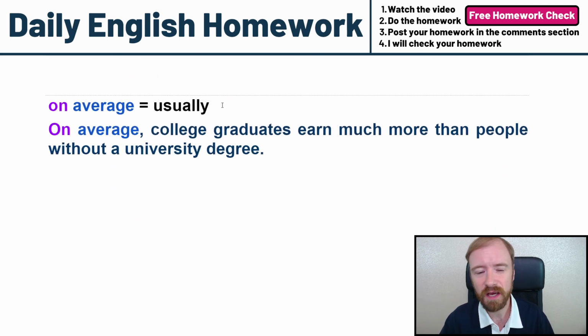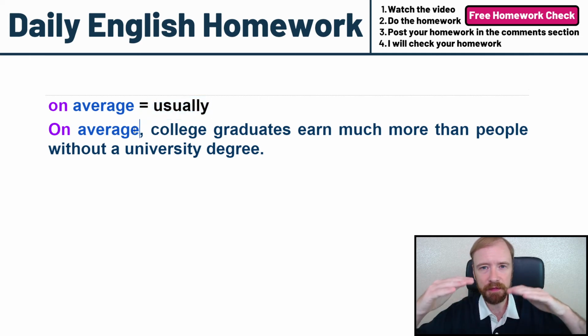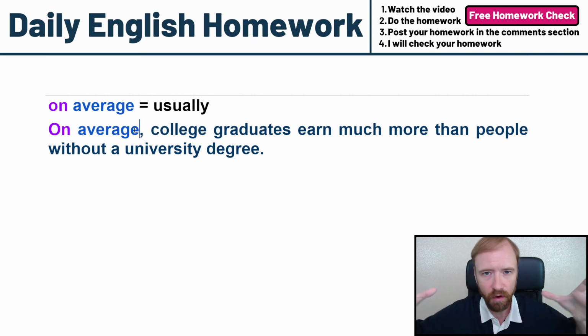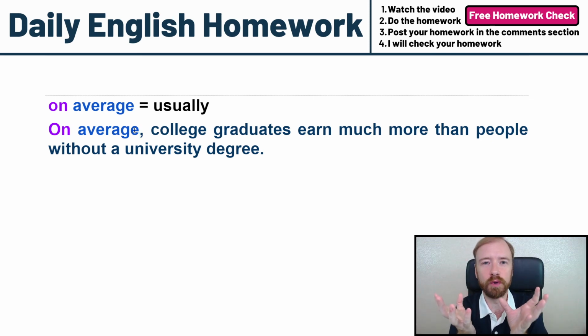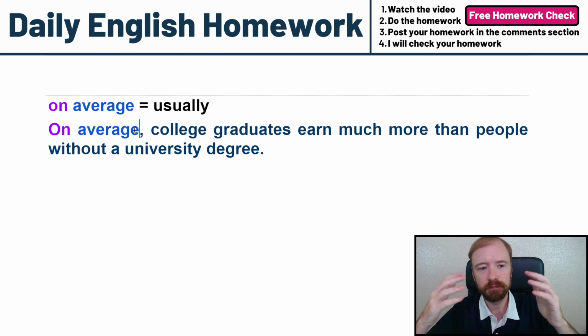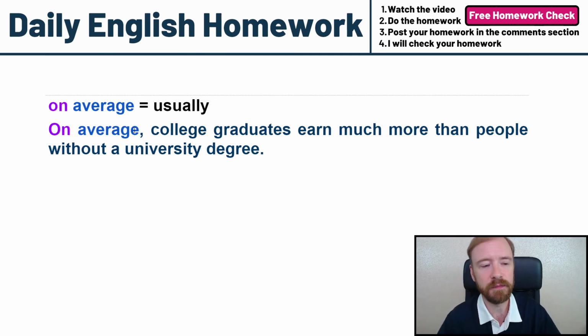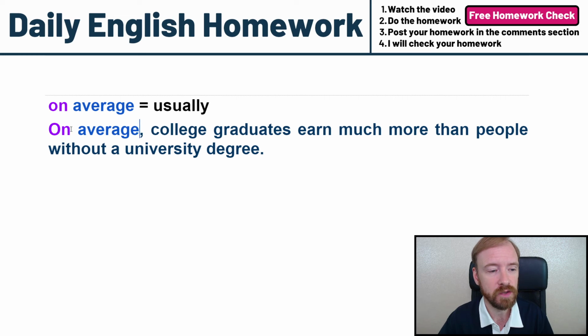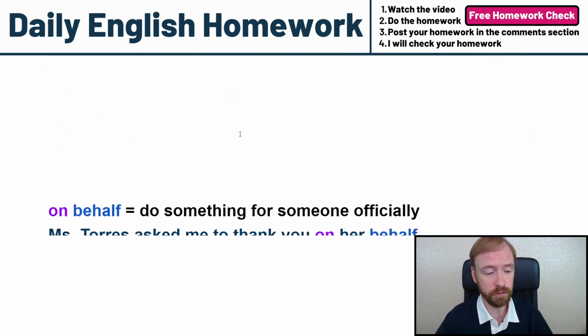On average is usually. On average, so this is a math word. If we took the entire group of something, what is the average or usual frequency or rate of something? So on average, college graduates earn much more than people without a university degree. We could begin that sentence with on average. It could be used in the middle too.